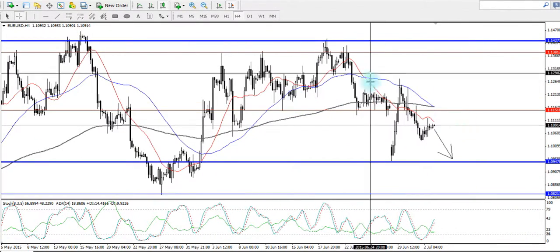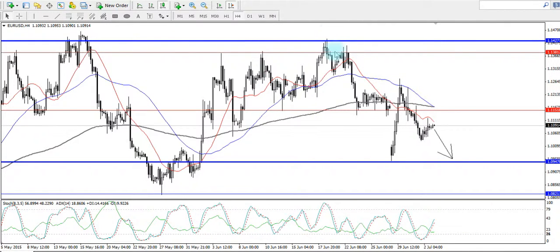Alright, so as you can see, the price has been forming lower highs as well, so this is another signal that the price may fall even further. So that's pretty much for the euro against the US dollar.